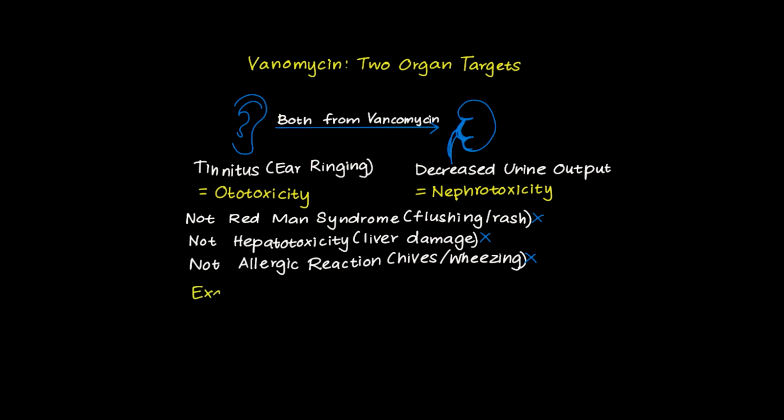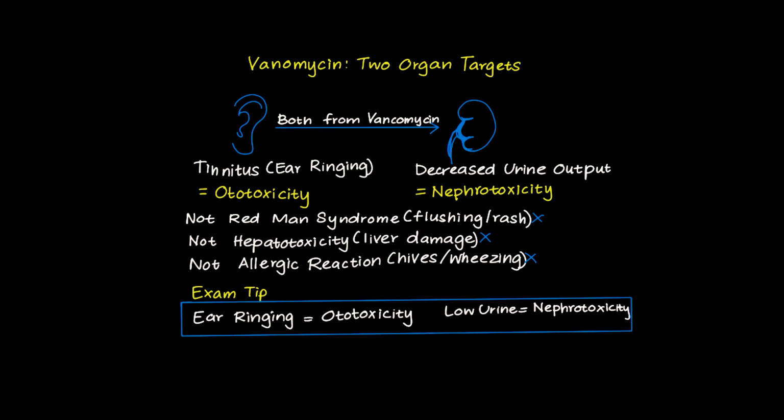Here is a WGU D441 OA exam tip for you. When a question gives you ear ringing and decreased urine output on a vancomycin patient, match each symptom to its organ. Ears equal ototoxicity, kidneys equal nephrotoxicity. Quick recall hook, ears ring, kidneys sting, both are vancomycin toxicity targets.